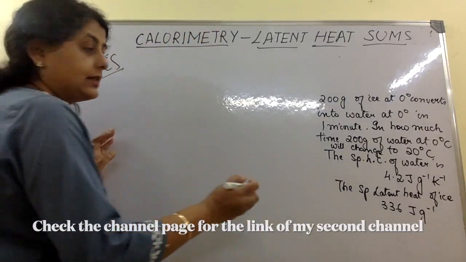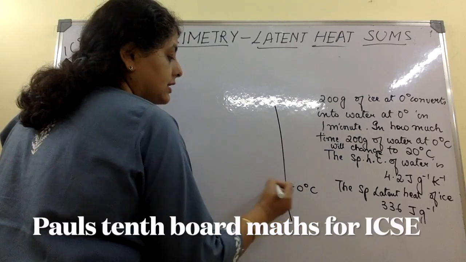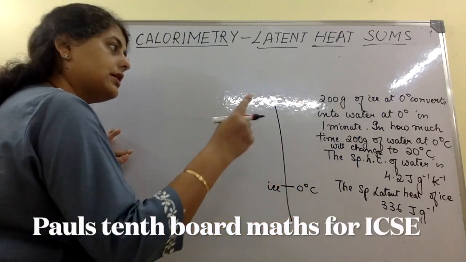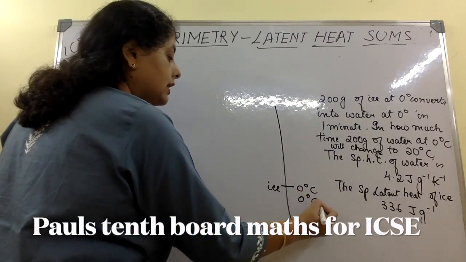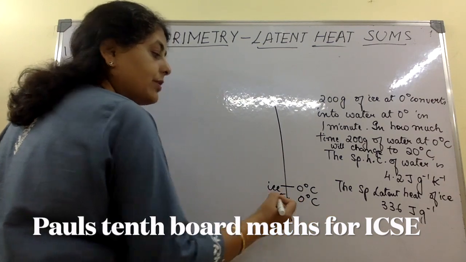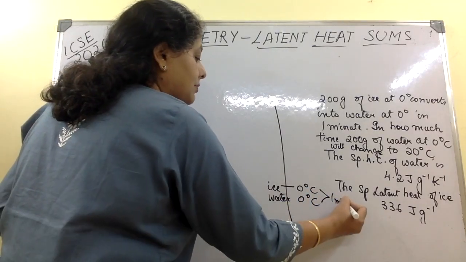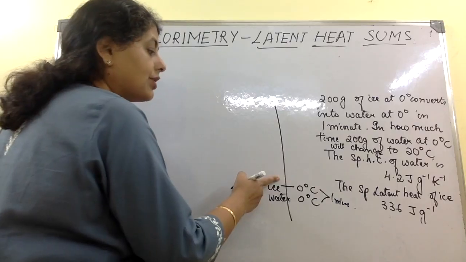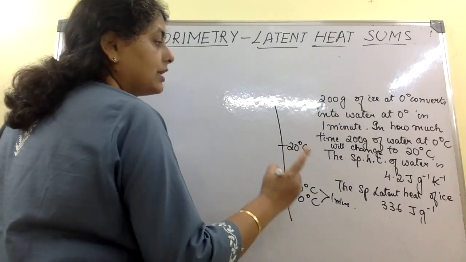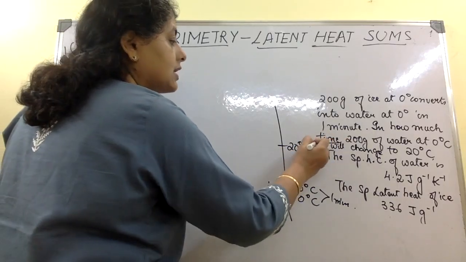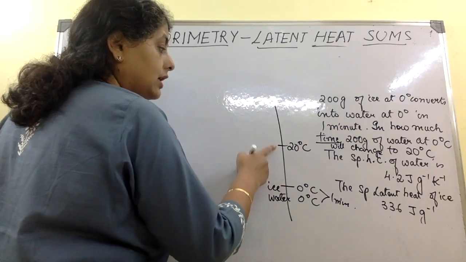So the question looks like this. Here you have ice at 0 degrees centigrade. Now there is a refrigerator or something which has converted this 0 degree ice to 0 degree water. Both can stay at the same temperature, you know that. So ice has been converted to water at 0 degree all in 1 minute time. Now the same machine will change this 200 grams of water to 20 degrees centigrade. They are asking for the time required to convert it from 0 degree to 20 degree.